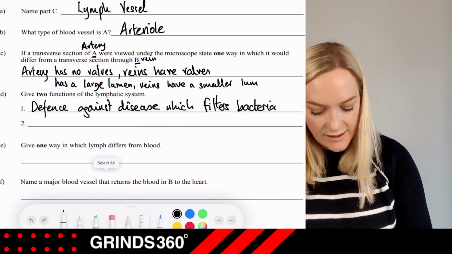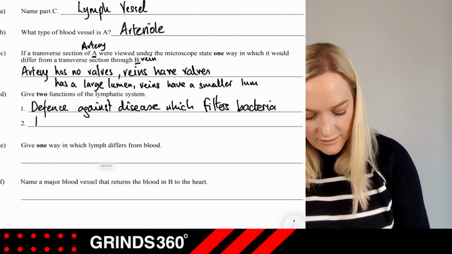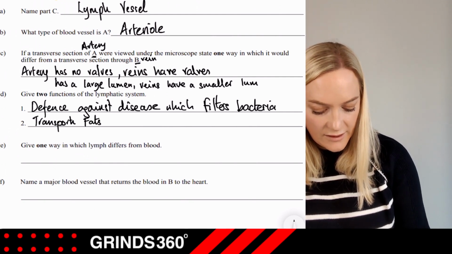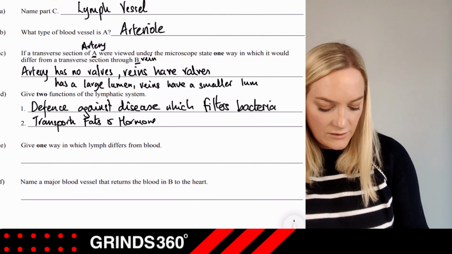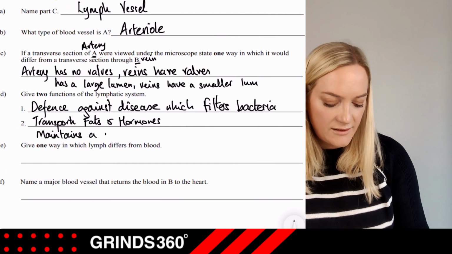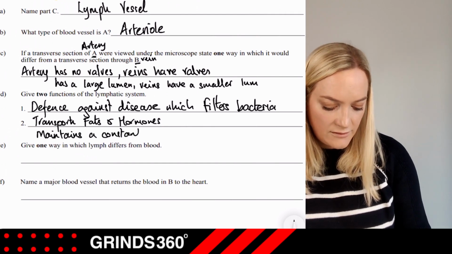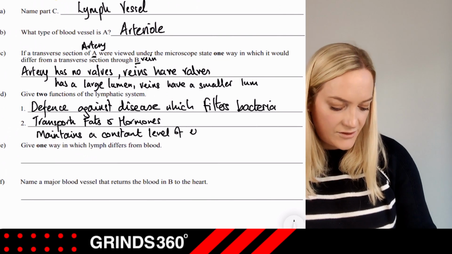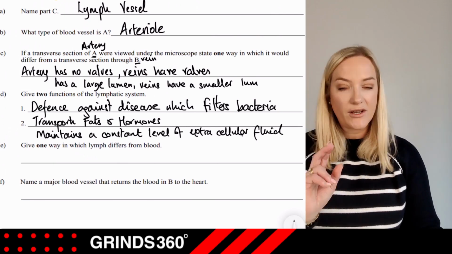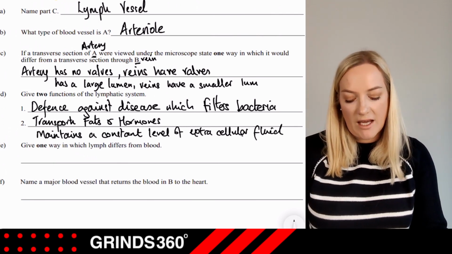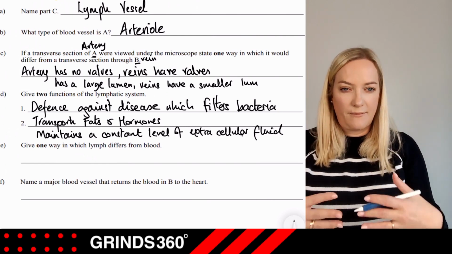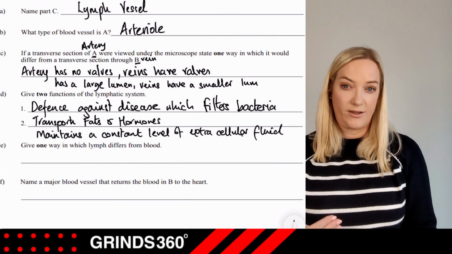So I'm going to write in again and say transports fats and hormones. And a third option, maintains a constant level of extracellular fluid. Now it's only asking for 2, so just give 2. But some of you may have learned the maintenance one and know that that might come off writing or off the brain quicker than the other 2.